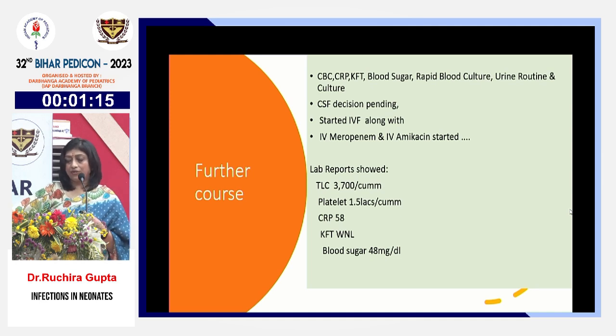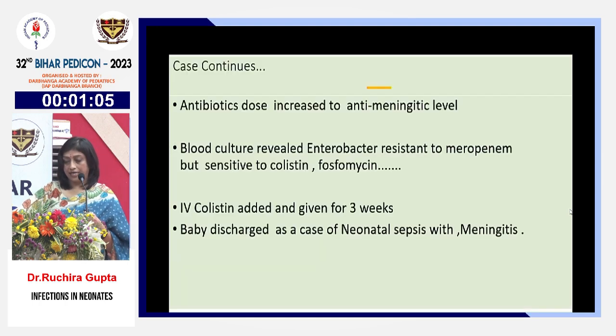We started with meropenem and amikacin, and the TLC showed 3,700, platelet 1.5 lakh, CRP 58, KFT within normal limit, and sugar was 48. The antibiotic dose was increased to antimeningitic levels, and blood culture revealed Enterobacter resistant to meropenem but sensitive to colistin and phosphomycin. IV colistin was added and given for 3 weeks. The baby was discharged as a case of neonatal sepsis with meningitis, but it was carbapenemase-resistant Enterobacteriaceae.